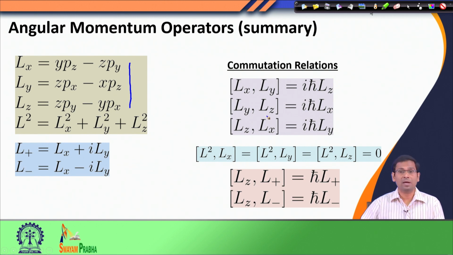While Lx, Ly, Lz do not commute with each other, what we discussed is that the L square operator commutes with Lx, Ly and Lz. And finally, we also discussed another commutation relation where Lz and L plus will give me h bar L plus, and Lz and L minus would give, there is a typo here, so it should be minus h bar L minus.